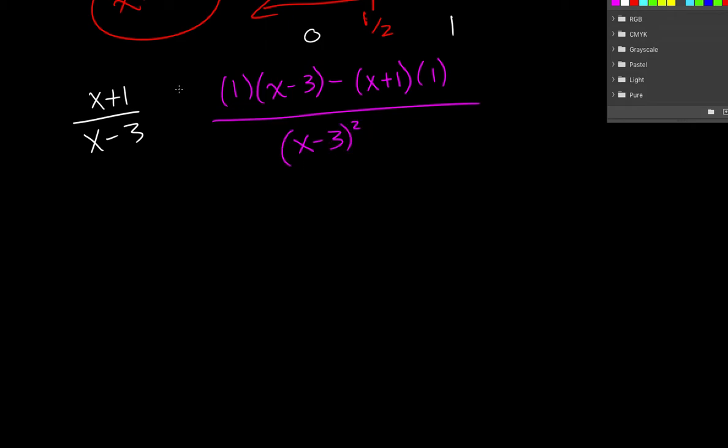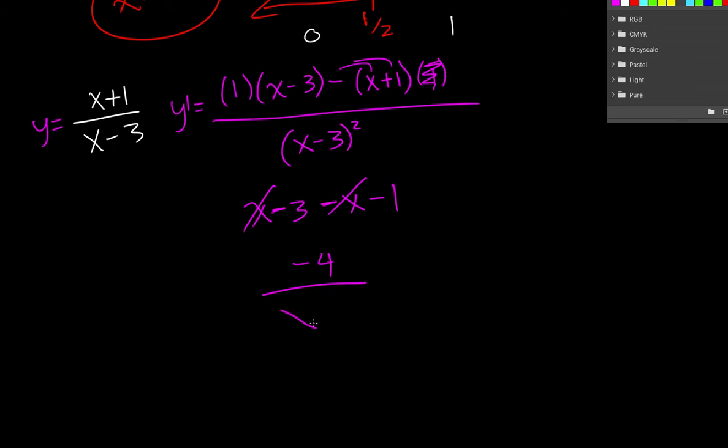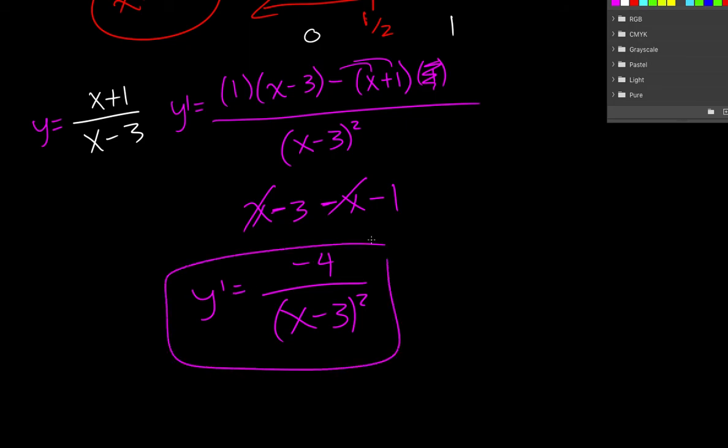Okay, so once again, this is like our y prime if we consider this our y. So if I simplify that, I get x minus 3, then I'm distributing this because this 1 doesn't matter, minus x minus 1. These x's cancel. We're left with negative 4 over x minus 3 quantity squared. Once again, this is just our first derivative.